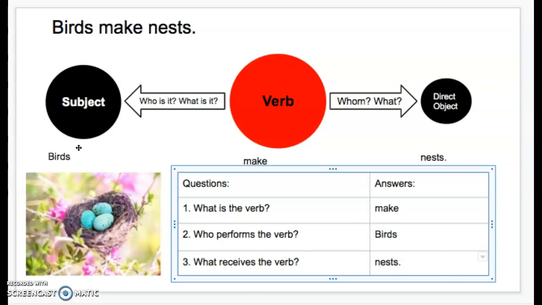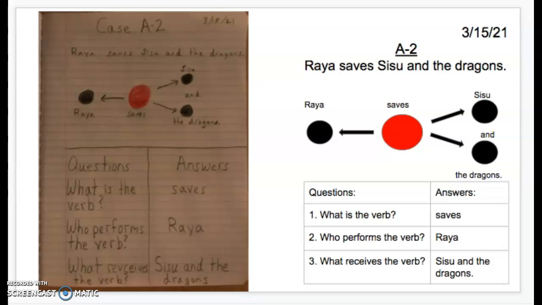So your assignment is to create your own sentence. Again, a simple sentence, just with a subject, an action, and something receiving that action directly. For my example, Raya saves Sisu and the dragons.